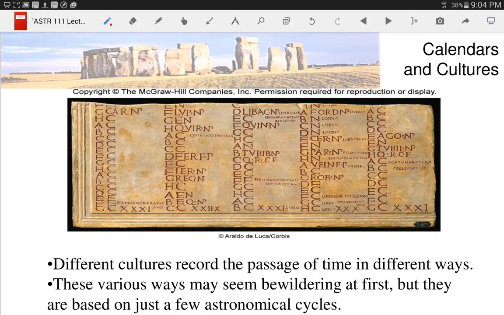And the calendars. Lots of calendars for lots of regions. You know that we have things like the Chinese New Year. Chinese New Year is very different from our New Year.